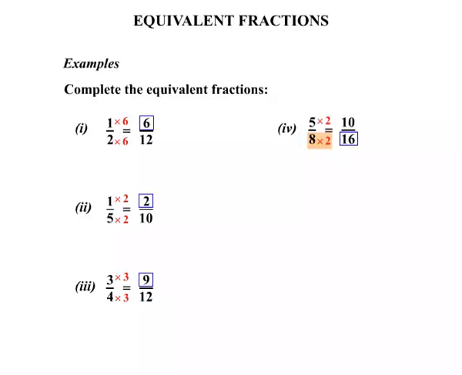Question 5. 3/4 equals 27 over something. Well, on the top, the 3, to make it 27, we need to multiply by 9. So we do the same down below, and 4 times 9 equals 36. Excellent.